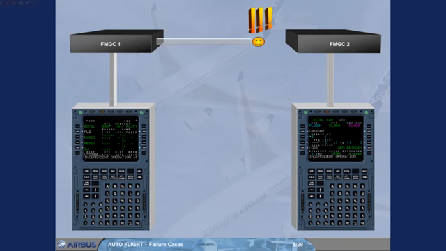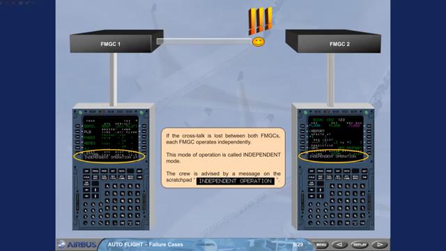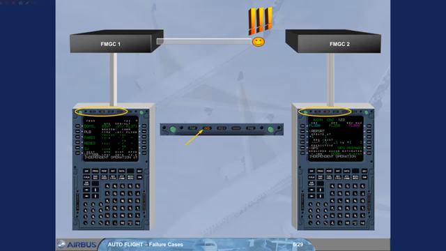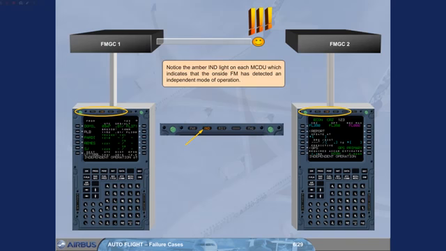If the crosstalk is lost between both FMGCs, each FMGC operates independently. This mode of operation is called independent mode. The crew is advised by a message on the scratch pad, independent operation. Notice the amber IND light on each MCDU, which indicates that the on-side FM has detected an independent mode of operation.